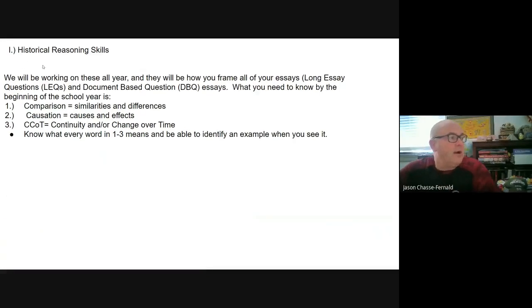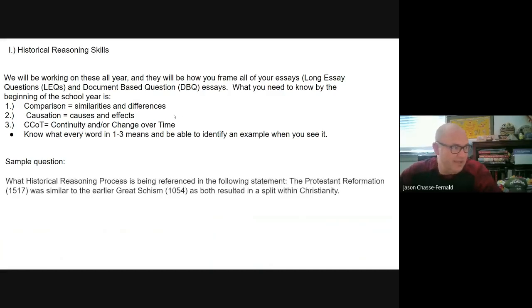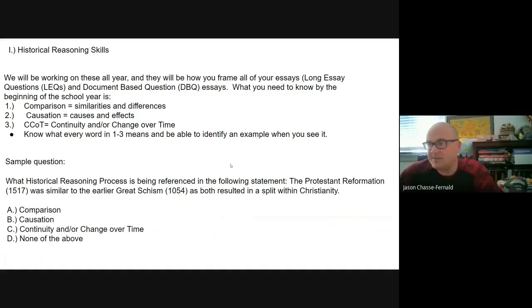All right. So regarding historical reasoning skills, once again, these are the skills. And a sample question, what might be on your summer test when you get back to school, is something to the effect of: what historical reasoning process is being referenced in the following statement. The Protestant Reformation, 1517, was similar to the earlier Great Schism, as both resulted in a split within Christianity. All right, and then you'll be given options there, and you'll have to simply choose. So, okay, that's what I'm referencing.